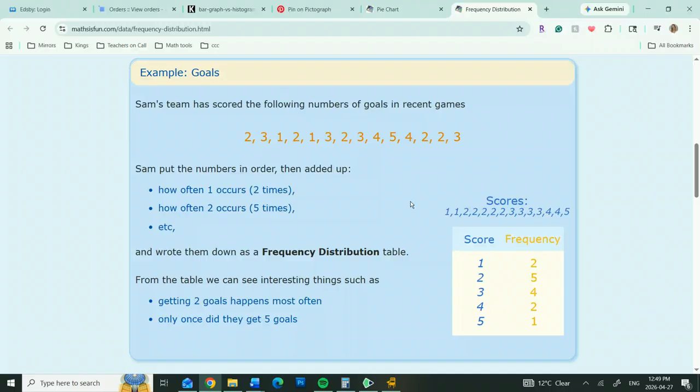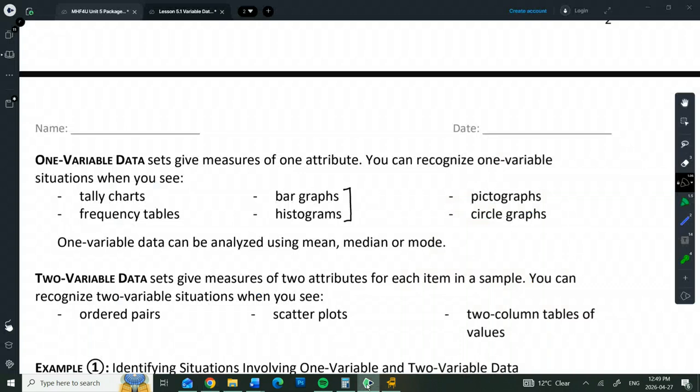So how many times does 1 come up? And then we would count 1, 2, and we would write the frequency as 2. So in 2 games, they scored 1 goal. And then in how many games did they score 2 goals? Well, they scored 2 goals in 5 games based on the set of data, right? So it's just the number of times something has occurred. Okay, so that's a frequency table.